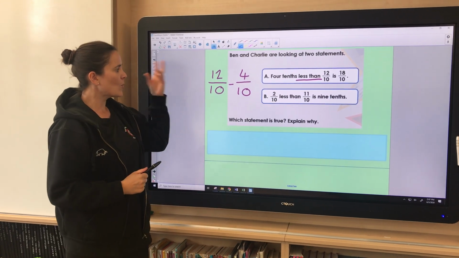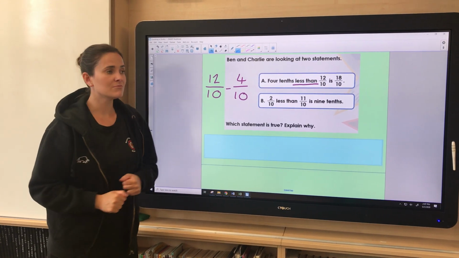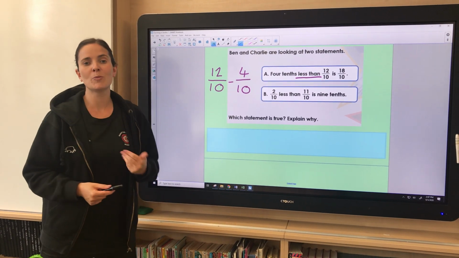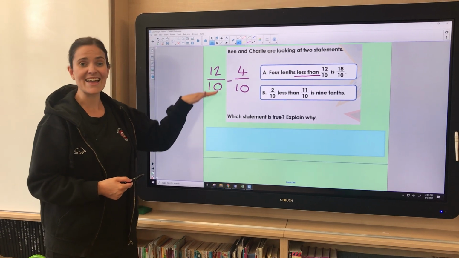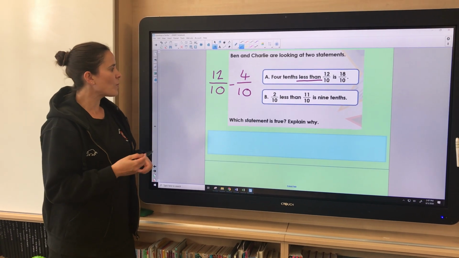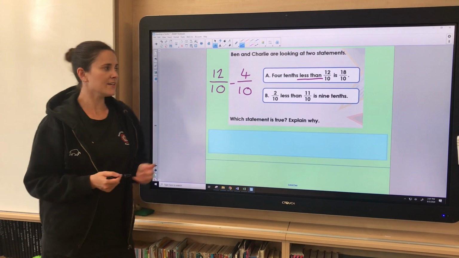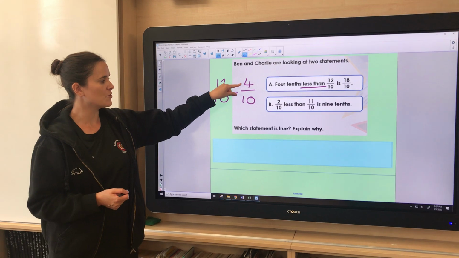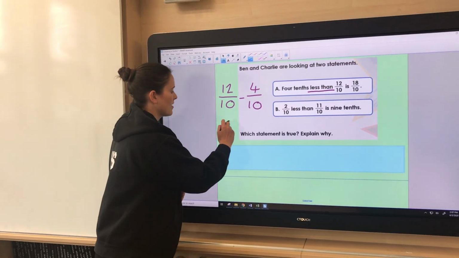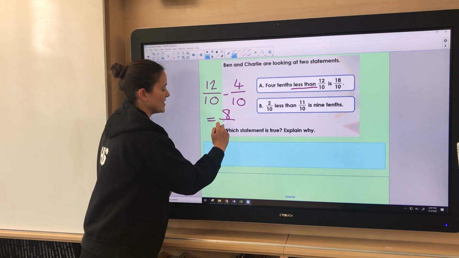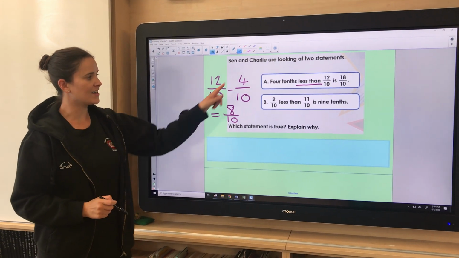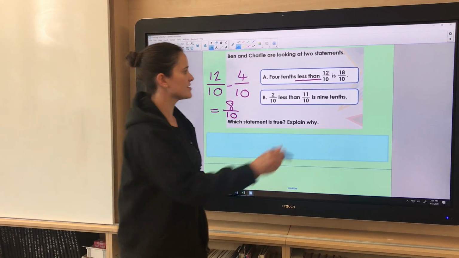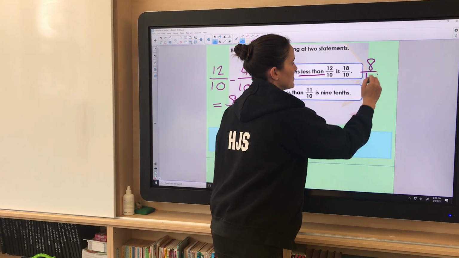Now, when we are doing this kind of subtraction, it's quite simple to remember. We do not need to do anything with the denominators. It can stay at 10. What we do need to think about in terms of subtracting is our numerators. So here we've got 12 subtract 4. Now, 12 subtract 4 is 8. So the answer to this statement is not 18/10, it is 8/10.